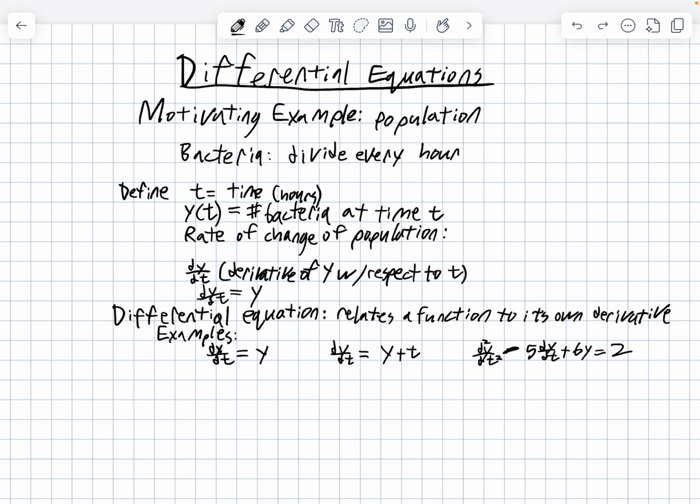So what we want to do with these usually, and there are a few different things we can do, but one of the big focuses will be trying to find a function that satisfies this. What is y of t such that its derivative is itself, or its derivative is equal to y plus t. And in this course, we're going to look at a few different ways to try to find that.